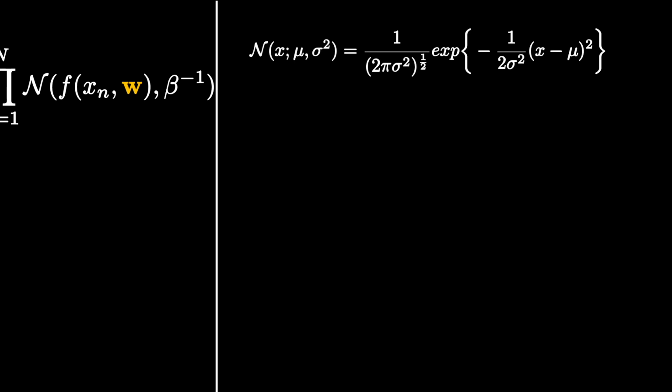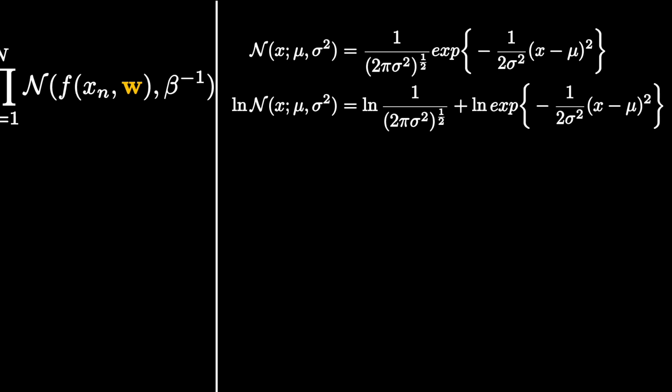Let's see how the log likelihood of one random variable looks like, and from there we can infer the log likelihood of the product of multiple random variables. This is a function describing the normal or the Gaussian distribution. This is how it looks if you have never seen it before.